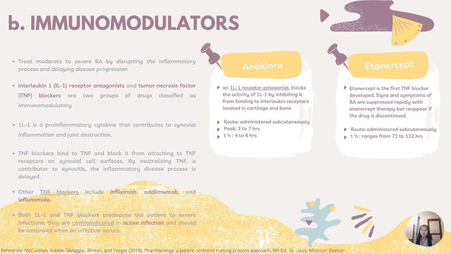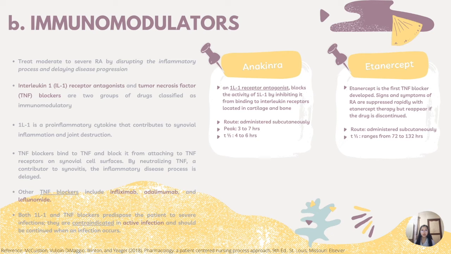The peak of this drug, anakinra, is 3 to 7 hours, and its half-life is 4 to 6 hours. Anakinra is administered subcutaneously. Meanwhile, TNF blockers bind to TNF and block it from attaching to TNF receptors on synovial cell surfaces. By neutralizing the TNF, which is a contributor to synovitis, the inflammatory disease process is delayed. An example of a TNF blocker is etanercept, which is actually the first TNF blocker to be developed.